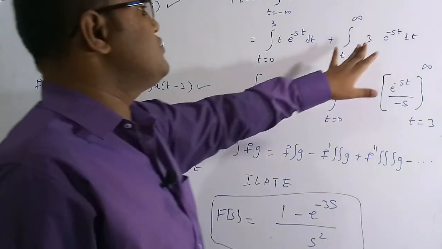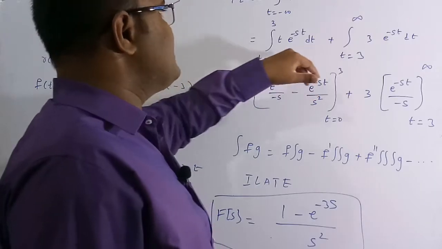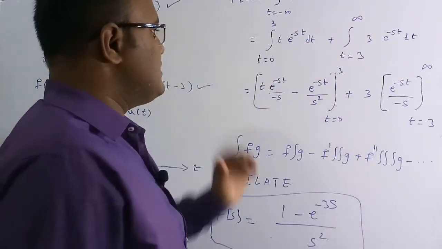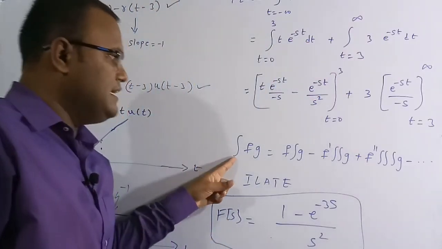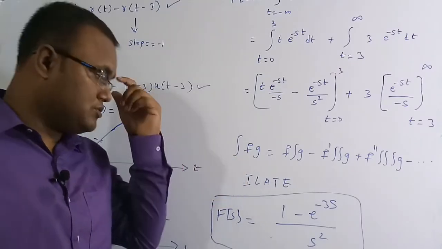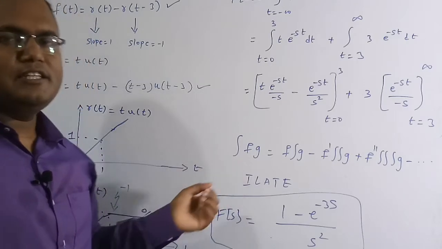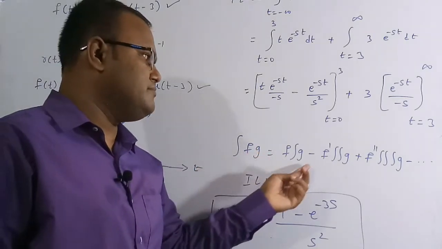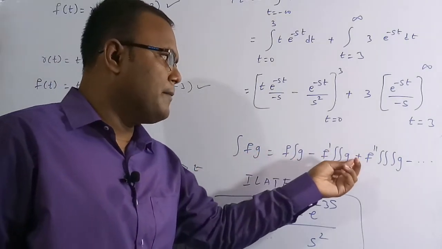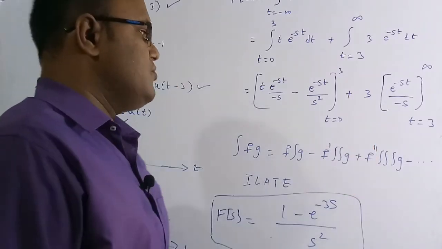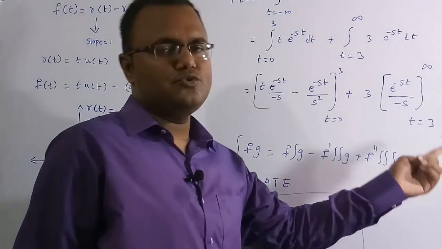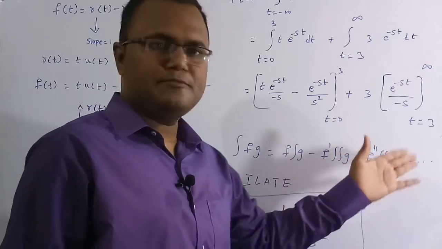Now I am going to substitute these values, and I need to do the integration of t into e to the power of minus st. The basic formula is the integration of f into g. If you multiply two signals and want to find the integration, the formula is f into the integration of g, minus f dash into the double integration of g, plus f double derivative into the triple integration of g, and it goes on with alternating signs, plus, minus, plus, minus.